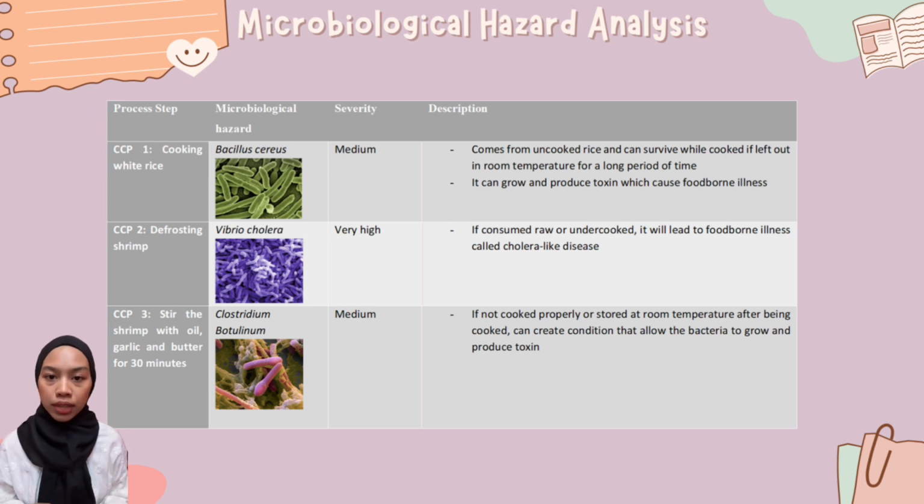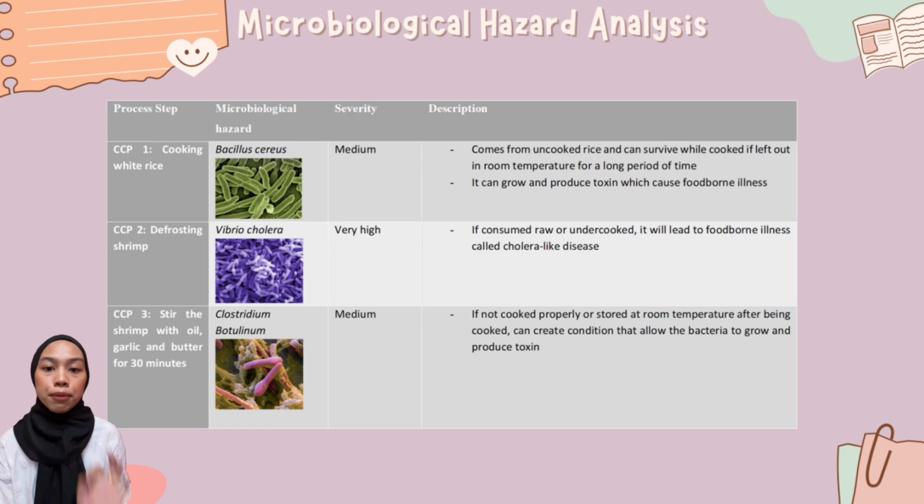For CCP1, the microbiological hazard that can be found is Bacillus cereus. The severity is medium. It comes from uncooked rice and can survive cooking if the rice is left out at room temperature for a long period of time. It can grow and produce toxin which causes foodborne illness. For CCP2, the microbiological hazard is Vibrio cholerae with severity very high. If consumed raw or undercooked, it will lead to a foodborne illness called cholera-like disease.